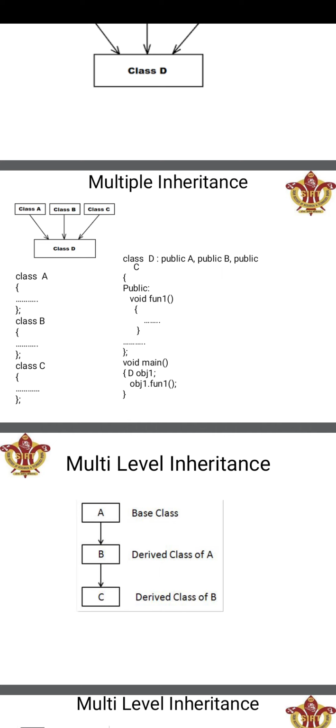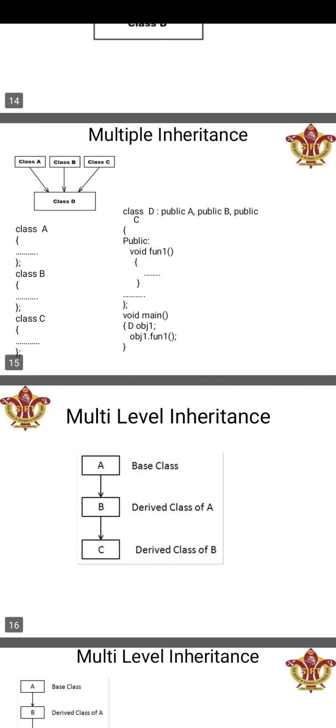Now, let us look at the main. We will define one object of class D, that is the derived class, and then whatever functions have been inherited in the public section of class D can be accessed in the main function using the object name and the dot operator.